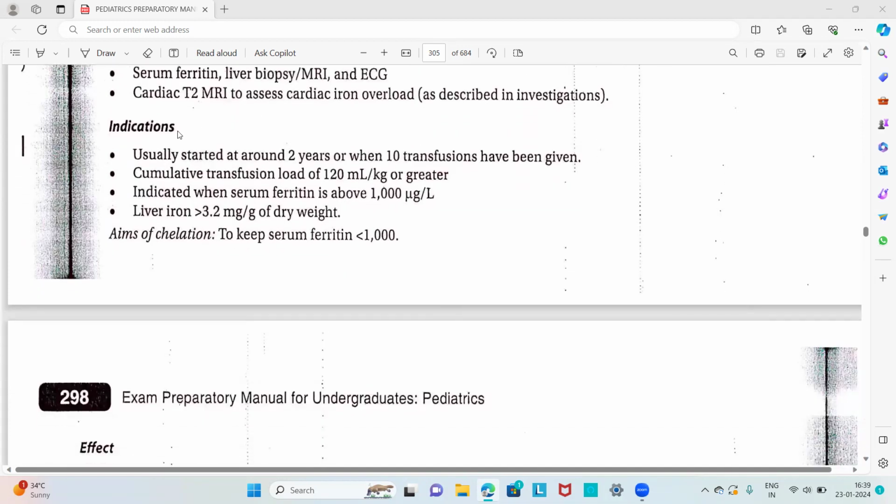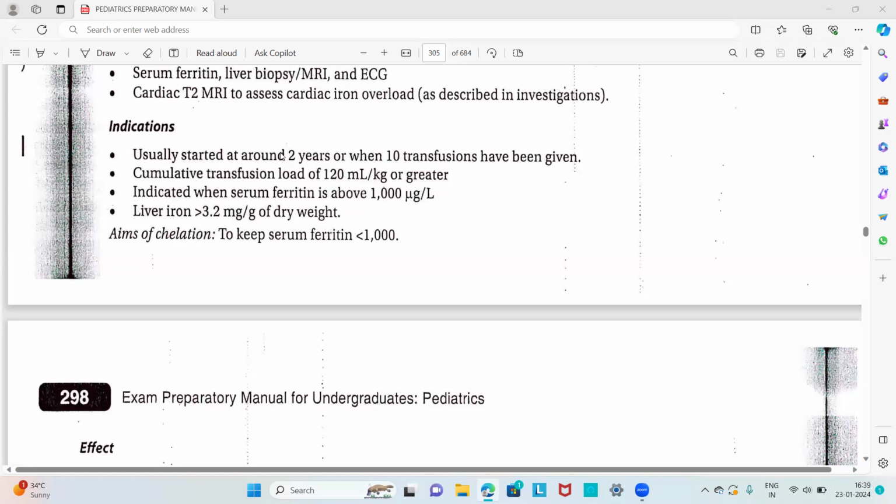An indication for the iron chelation therapy is that it is usually started at around 2 years or when 10 transfusions have been given. A cumulative transfusion load of 120 ml per kilogram or greater is also an indication for the iron chelation. It is indicated when serum ferritin is above 1000 microgram per liter, and if the liver iron is greater than 3.2 milligram per gram of dry weight. In these four indications, we have to go for the iron chelation.